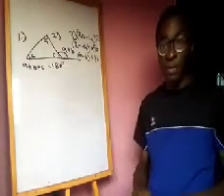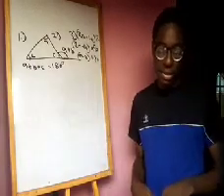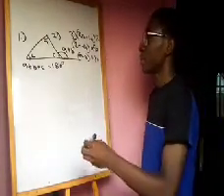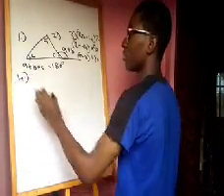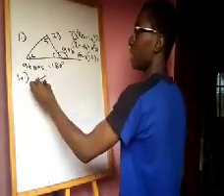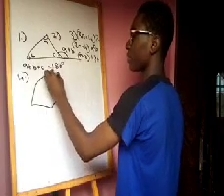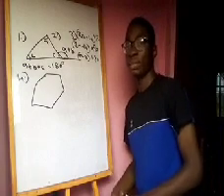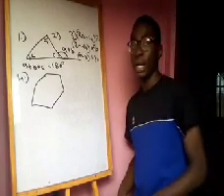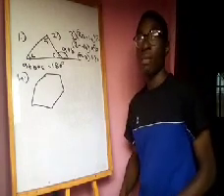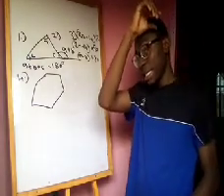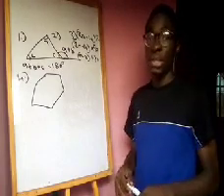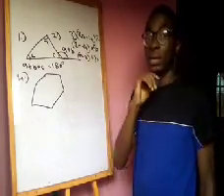Then the fourth one for now is that the sum of the exterior angles of a convex polygon is 4 right angles. So this fourth one says that the sum of the exterior angles of any convex polygon. Now if this is any convex polygon, a convex polygon is basically any polygon that does not have a reflex angle. So all the angles in that polygon will be less than 180.